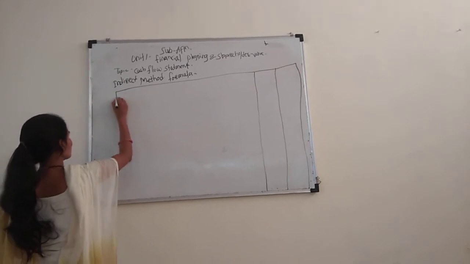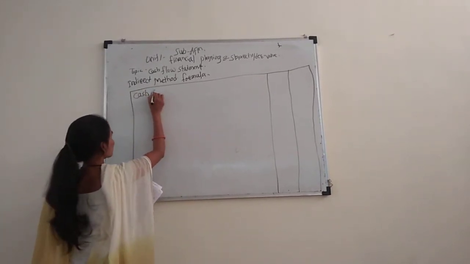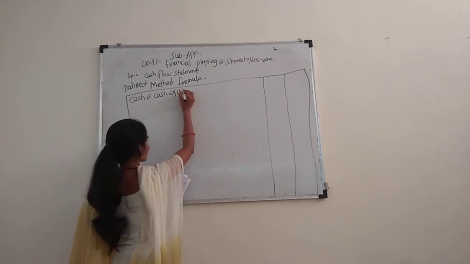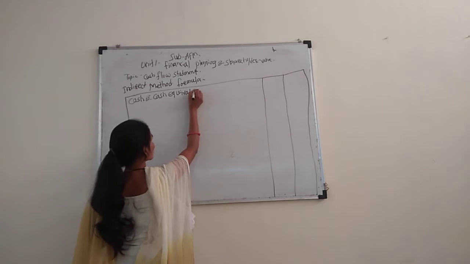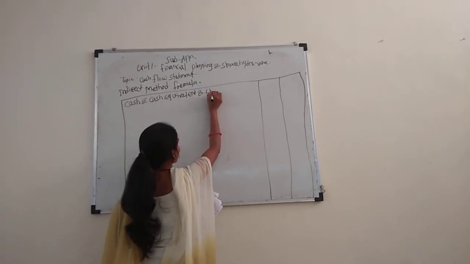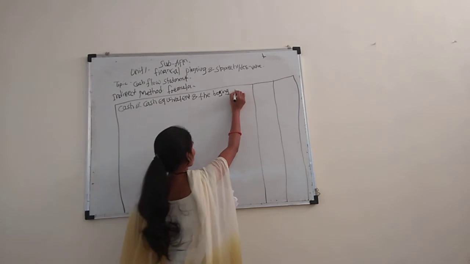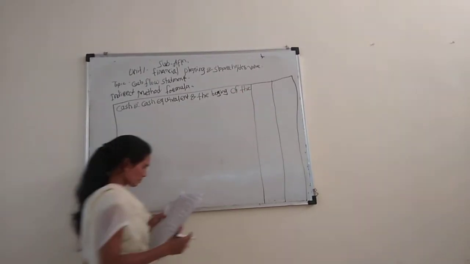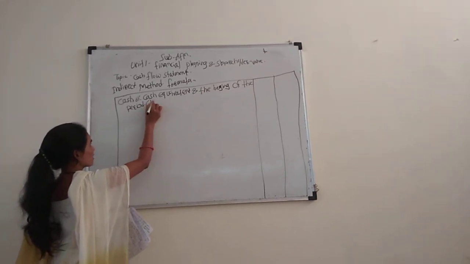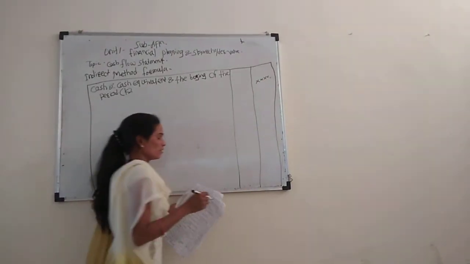Cash and cash equivalent at the beginning of the period. This is called J, the amount in the last column.